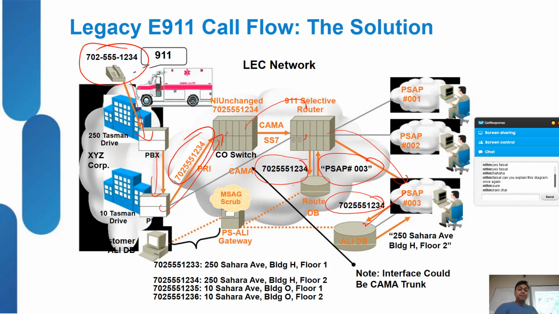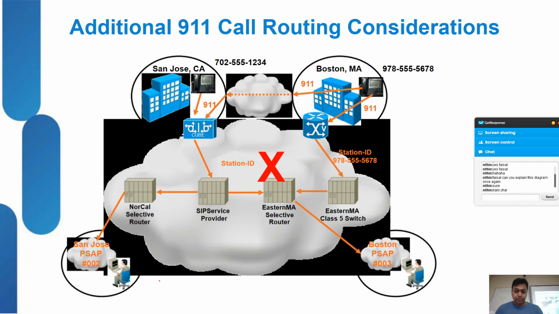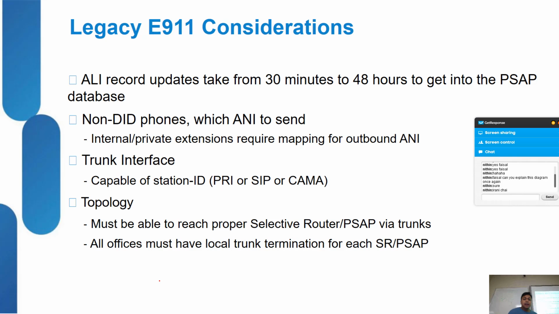A second call comes in, and it might be a totally different number. So from the same building, you could have more than one number coming up as your 911 number. And every time a different number comes in, the ALI database must have an entry for that number. The ALI record takes about 30 minutes to 48 hours to get updated, from the moment you push the information. If you have a non-DID phone, which ANI to send will depend on, of course, how you map it.